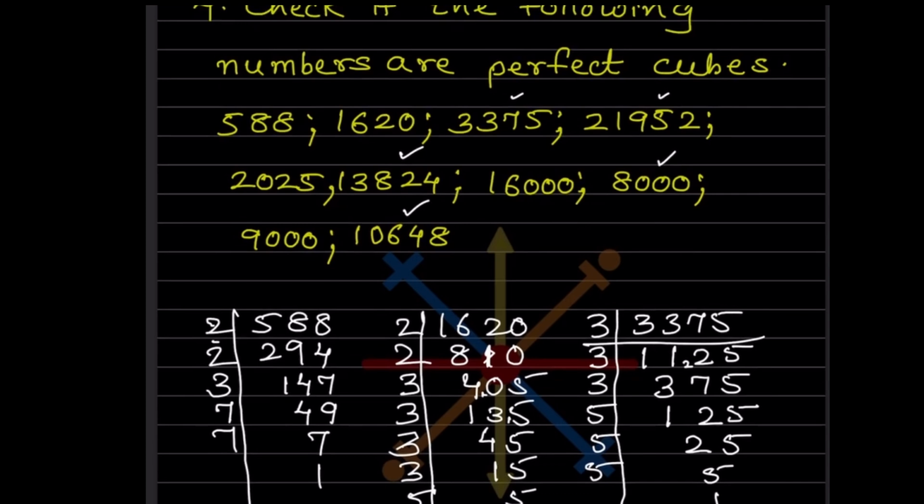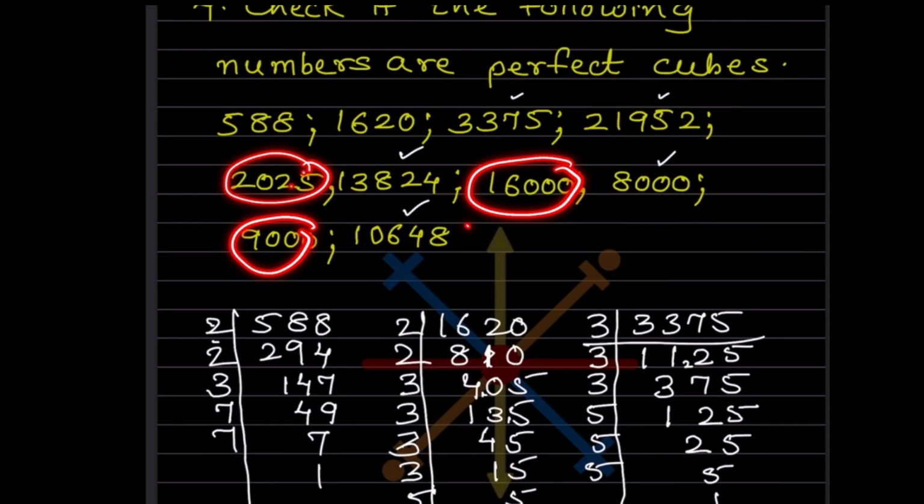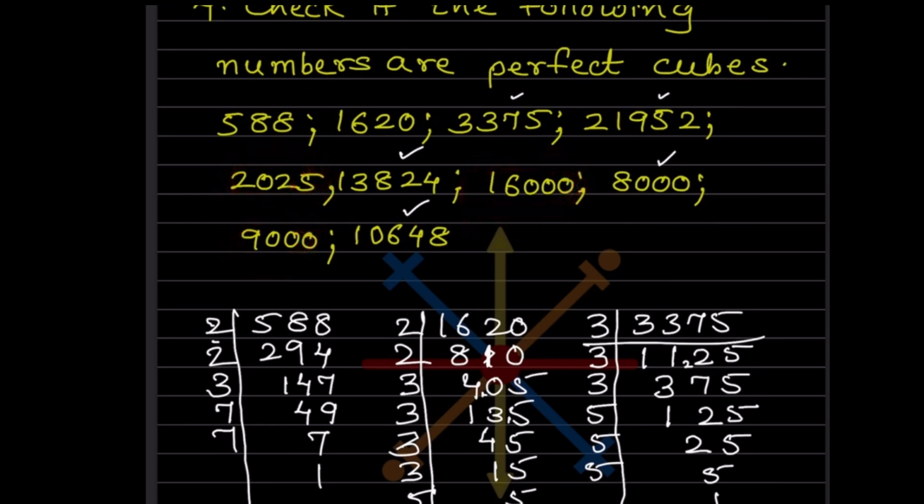Same you can check for this number and for this number. These are not a perfect cube. You can also, for your practice, check, and this also is a perfect cube. You can also check with these numbers, but I have already checked for this one. They are not perfect cubes. You can use the prime factorization method and check these numbers as well, which are without a tick.